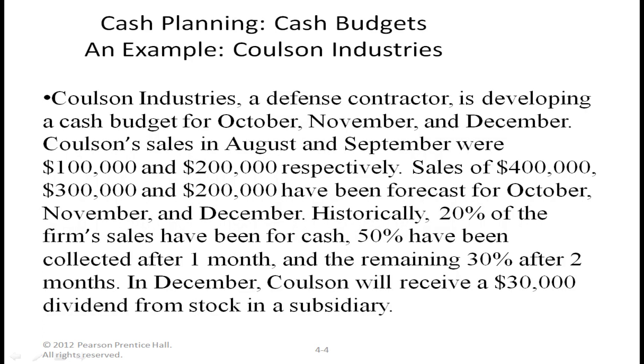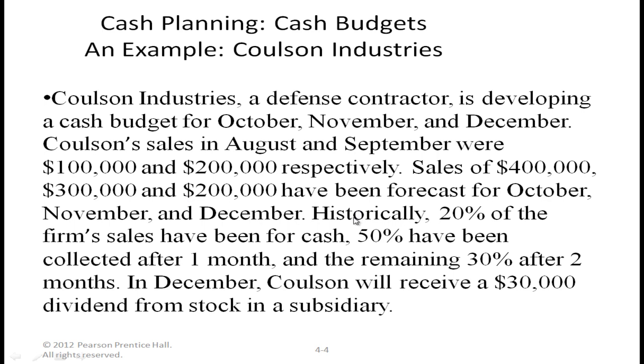All right, so here's the example. We have this company, a defense contractor, and they're preparing their cash budget for October, November, December, and sales in August and September were 100,000 and 200,000. Sales of 400,000, 300,000, and 200,000 have been forecast for October, November, and December. So they have some actual data, and they have some forecasted data.